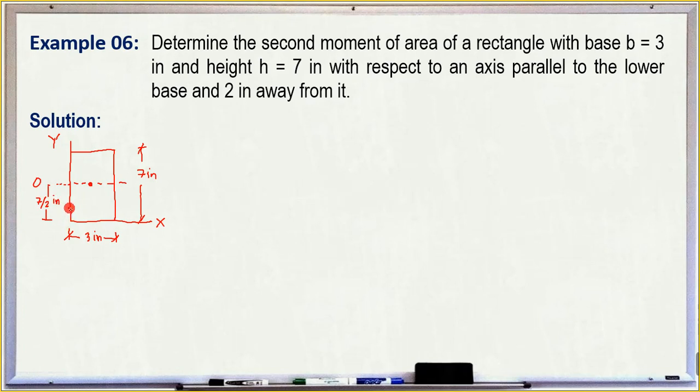Now, our problem requires us to find the second moment of inertia, second moment of area, or the moment of inertia with respect to an axis parallel to the lower base. So this is the lower base and 2 inches away from it. So 2 inches away, so this one measures 2 inches. So let's say this is axis XX.